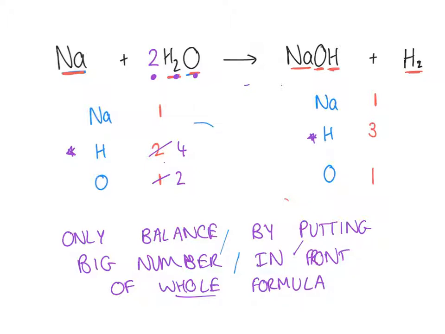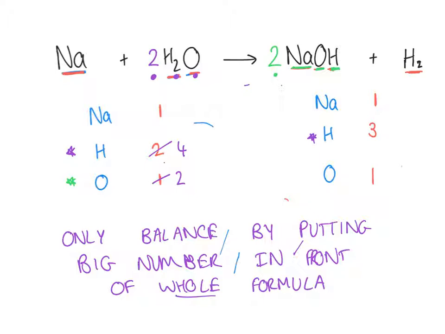So let's jump over to the right hand side now and see that I have 2 oxygens on the left and only 1 on the right. The only way I can get 2 oxygens is not by putting a 2 after the oxygen. That would not be allowed. The only way I can get it is by putting a 2 in front of the sodium hydroxide. Now I need to update my list, and you can see that it's going to affect sodium, oxygen and hydrogen.